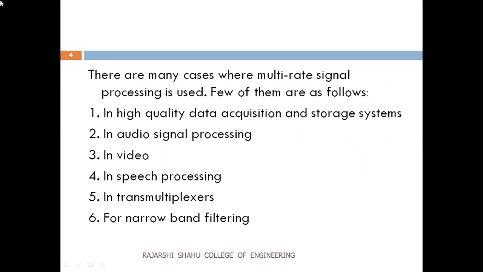There are many areas where multi-rate signal processing is used. Some of them are listed here: high quality data acquisition and storage systems, audio signal processing, video signal processing, speech signal processing, transmultiplexers, and narrow band filtering.